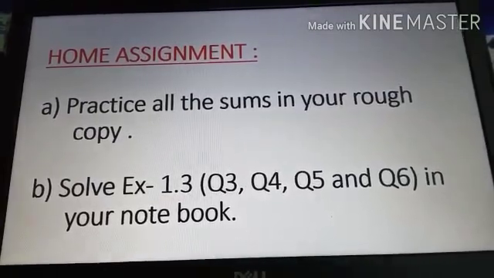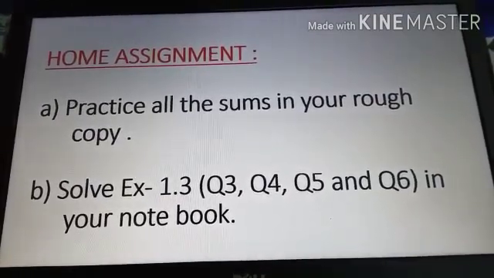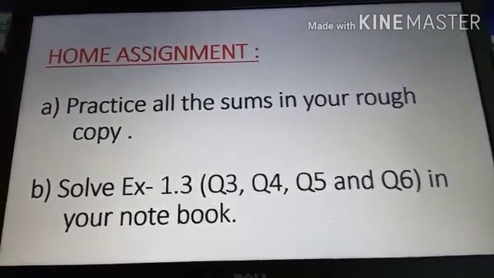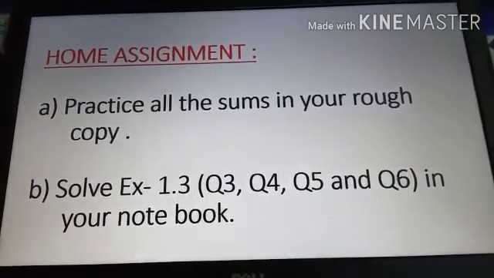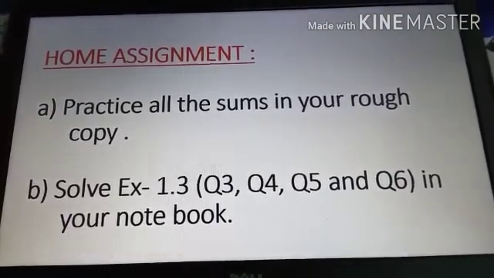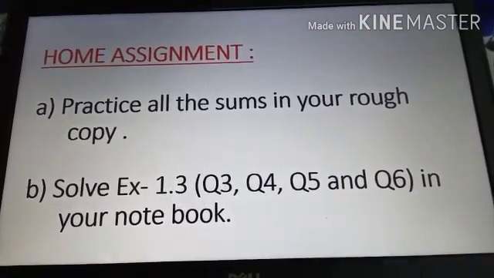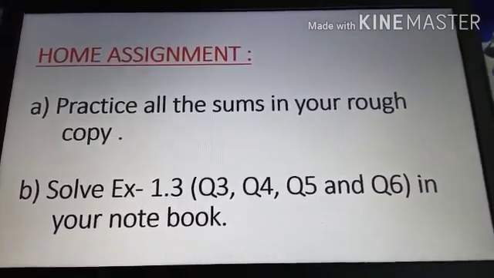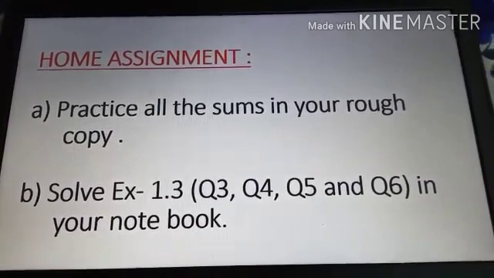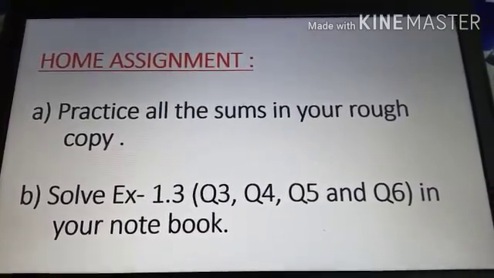I am sending you, children, the last home assignment's solutions through the attachments. You just open the attachment and match all the sums, and if those sums are correct, you just put a small tick over there. Otherwise, full corrections you have to do.